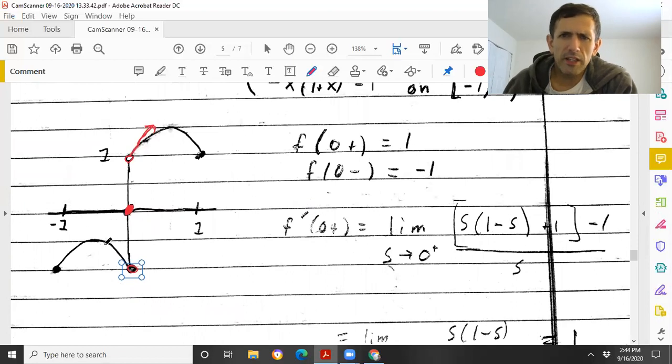And again, the idea is that the left-hand tangent, our left-hand slope, is -1.